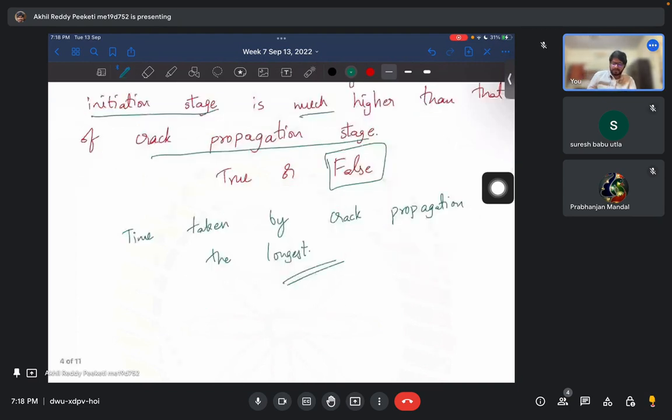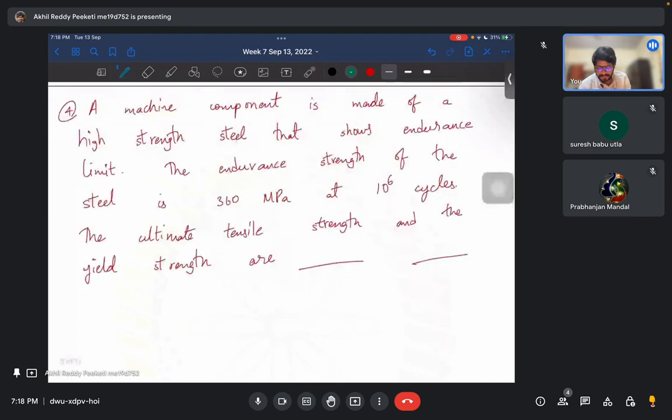Okay, now one question we have. A machine component is made up of high strength steel, and that shows endurance limit. So here it's clearly mentioned that it shows endurance limit. So do you know any materials which don't show endurance limit?